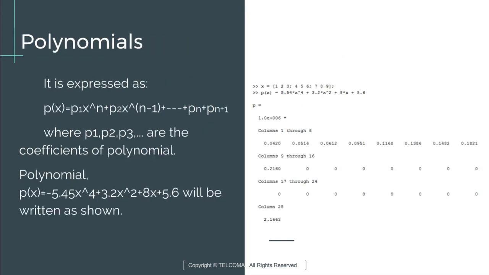Next is polynomials. Now, a polynomial is expressed as given here: p of x equals p1 x raised to power n plus p2 x raised to power n minus 1 and so on up to p of n plus 1, where p1, p2, p3 and so on are the coefficients of the polynomial. Now here in this program I have written the polynomial p of x equals 5.54 into x raised to power 4 plus 3.2 into x raised to power 2 plus 8x plus 5.6.